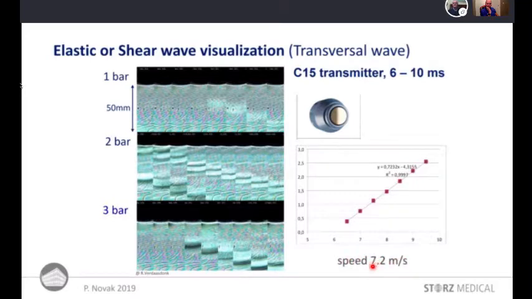In addition, this elastic or transversal wave is propagating much slower compared to the sound wave. And this speed depends on elasticity. So this here, this 7 to 10 meters per second, is typical for materials with elasticity comparable to muscle tissue and soft tissue. The stiffer the materials, the faster this speed will be.